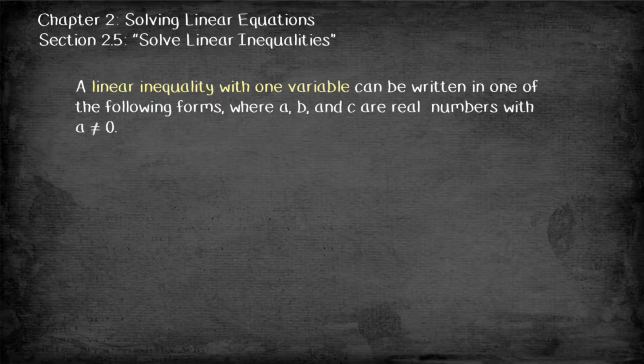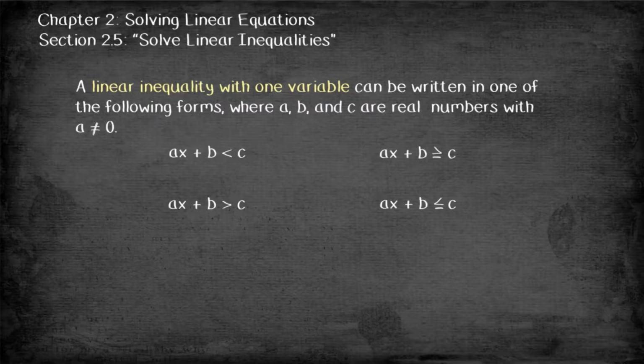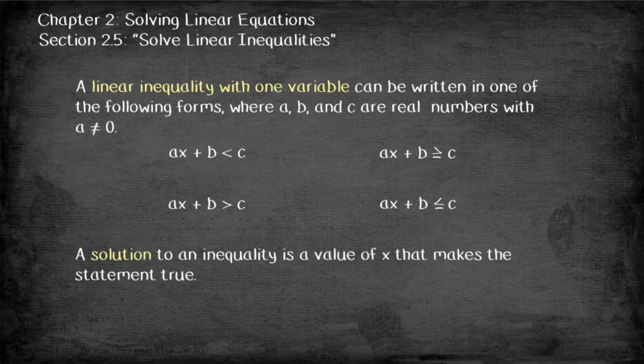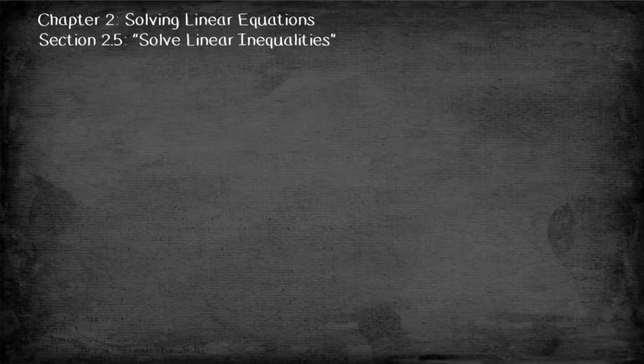So a linear inequality with one variable can be written in any one of the four following ways, where a, b, and c are real numbers and a is not zero. This should look somewhat familiar because remember, we talked about what it means to have a linear equation with one unknown. Very similar. By a solution to an inequality, I mean a value of x that makes the statement true. So in general, there's lots of solutions to a given inequality.